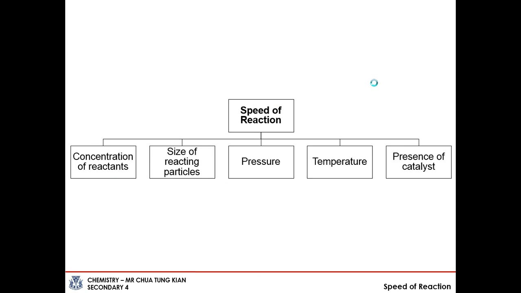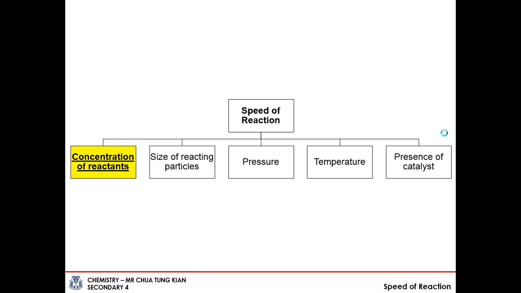So let's move on to the factors which affect the speed of reaction. There are four main factors here, with one extra one, which is a catalyst. The catalyst is an additional factor which affects the speed of reaction. In industry, the main ones which are used are size of particles, pressure, temperature, and presence of the catalyst. So let's move on to the first one, the concentration of reactants.